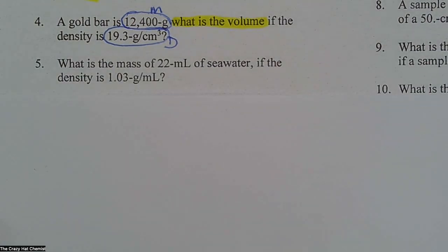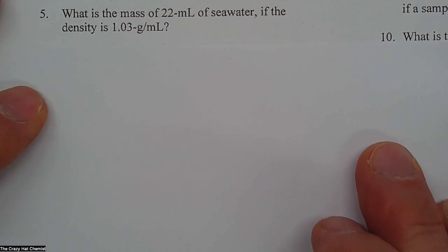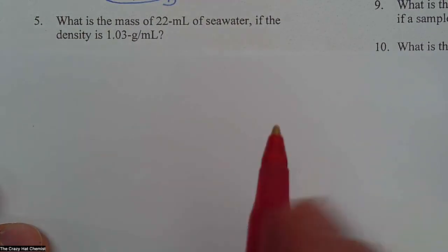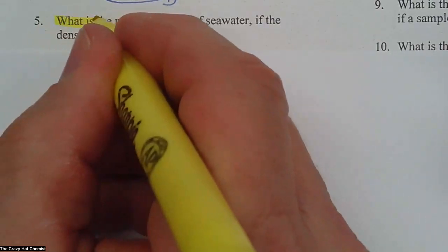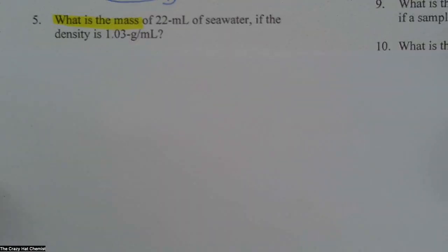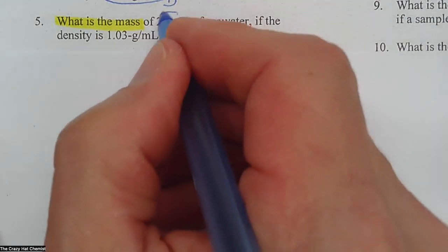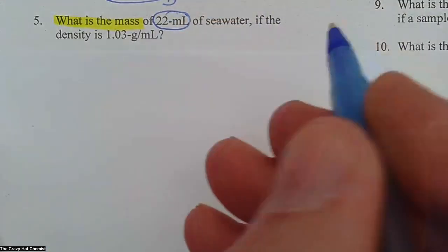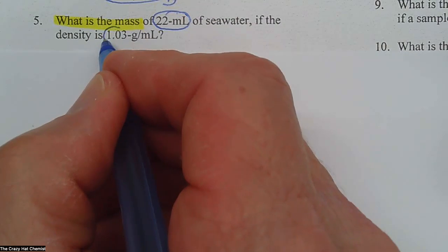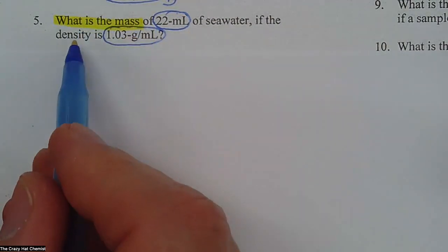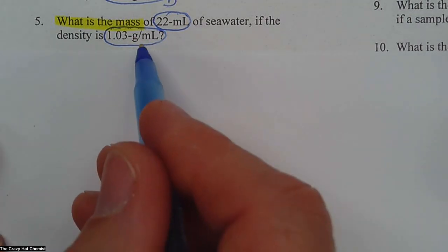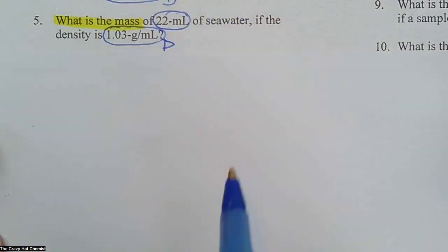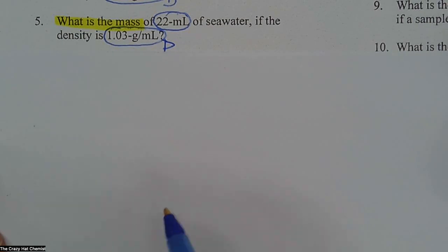And here we go. Problem number 5. So let's scroll this up just a little bit. So we got problem number 5. It says, what is the mass? So I'm going to highlight again what we are solving for. What is the mass? Okay, so what is the mass of 22 milliliters of seawater if the density is 1.03 grams per mil? Well, it does say that the density is 1.03 grams per mil. So we know that this is a density, just like on the last problem, it actually said the word density.